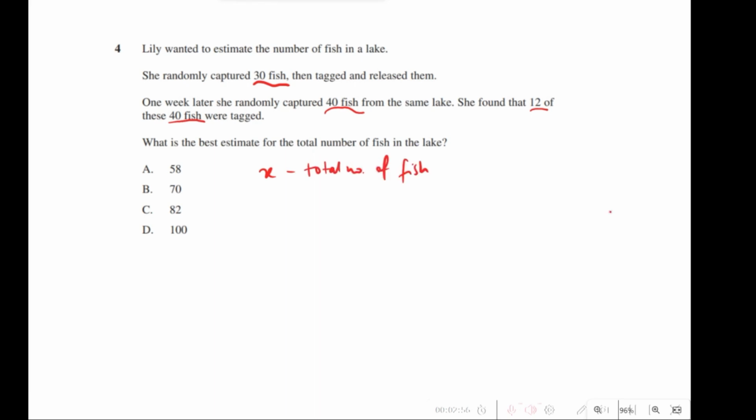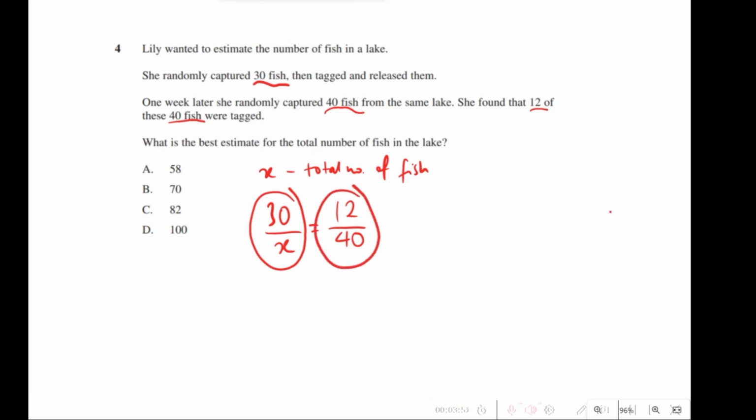Now, because she originally tagged 30, the probability of a fish being tagged is 30 over X, because out of those X that are in the lake, she tagged 30 of them. And that needs to be equivalent to the probability of the tagged ones from the captured 40 fish. Because out of the 40, 12 of those were tagged, these probabilities are equivalent. So the probability of the originally captured ones should equal the probability of the recaptured ones.